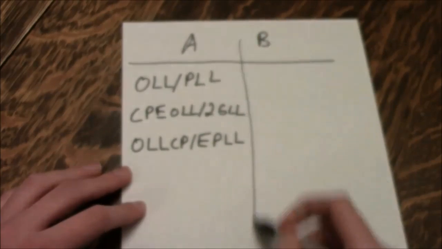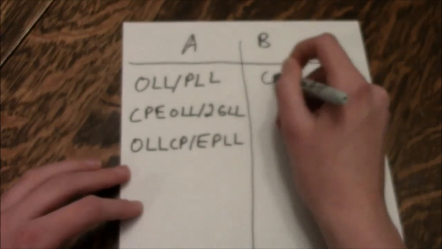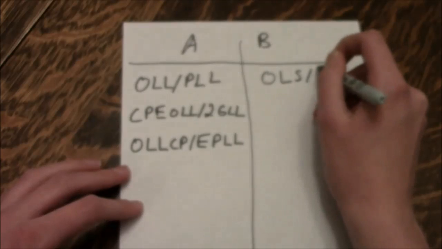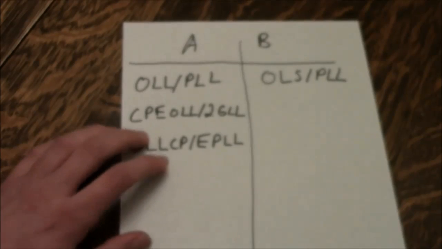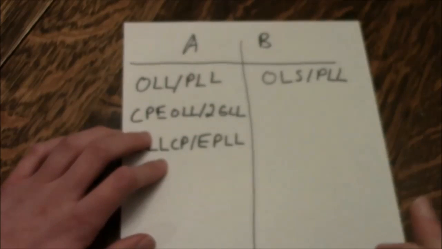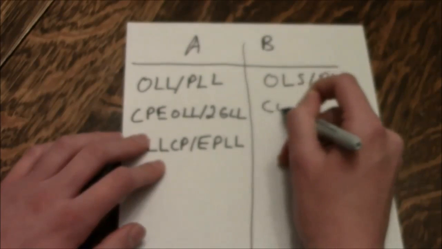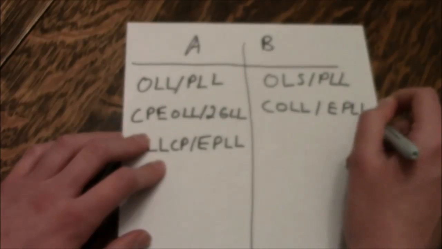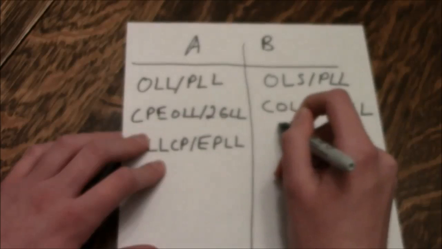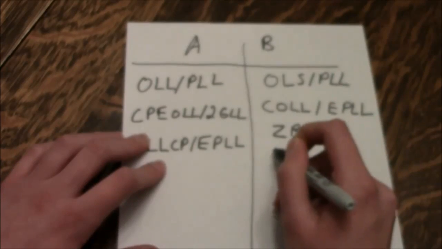Now for the B methods, I'm going to be discussing four of these. So the first one is OLS and PLL. That isn't strictly a last layer method since it solves the last slot as well, but I'm going to include it anyways because it's close enough. The next one is quite popular as well, COLL and EPLL. Then I'm going to be discussing the ZBLL and finally 2GLL.